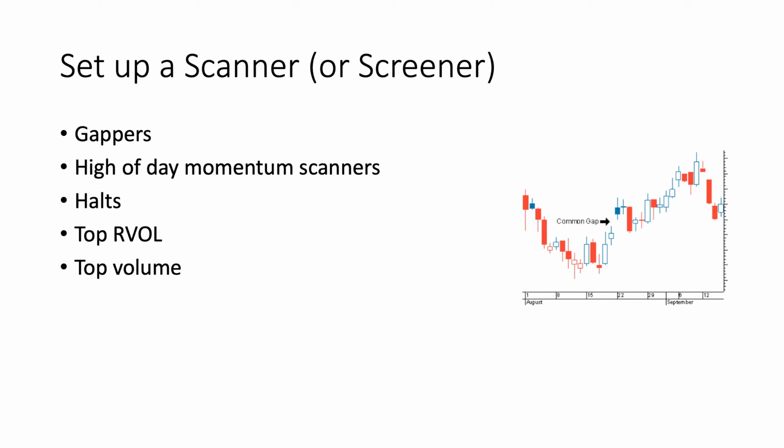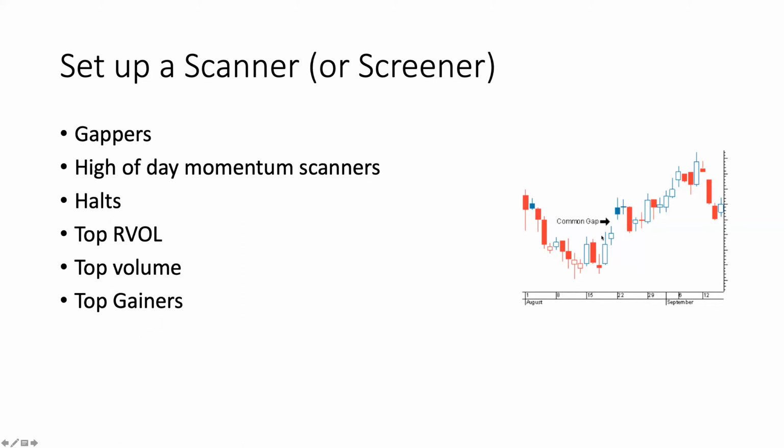Like I said, there could be thousands and thousands of different indicators that you can focus on. The most popular ones that show up by default are top volume, top gainer, and there is something called halts. I'll explain these in the next video. I will revisit the relative volume. I've already told you the high of the day momentum scanners, gappers. I'll explain what they are.